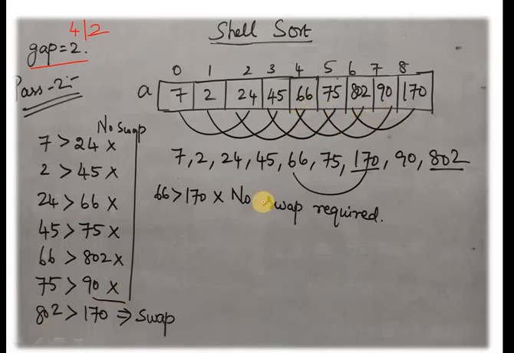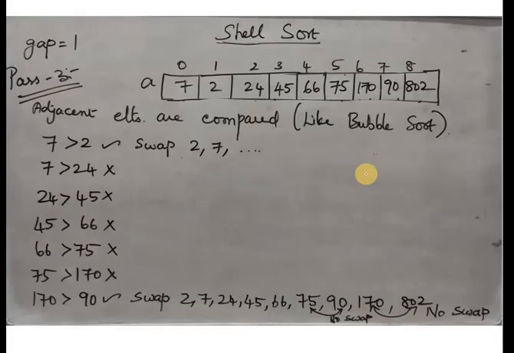In the last step, A of 6 is compared with A of 8. 802 is compared with 170, so the left hand side element is greater, so swapping is needed. Once you have done the swap, what should you do? You have to consider the previous gap. Check the previous gap again, and when checking, no swap is required. So that's all about pass 2. After pass 2 you have the list of elements.